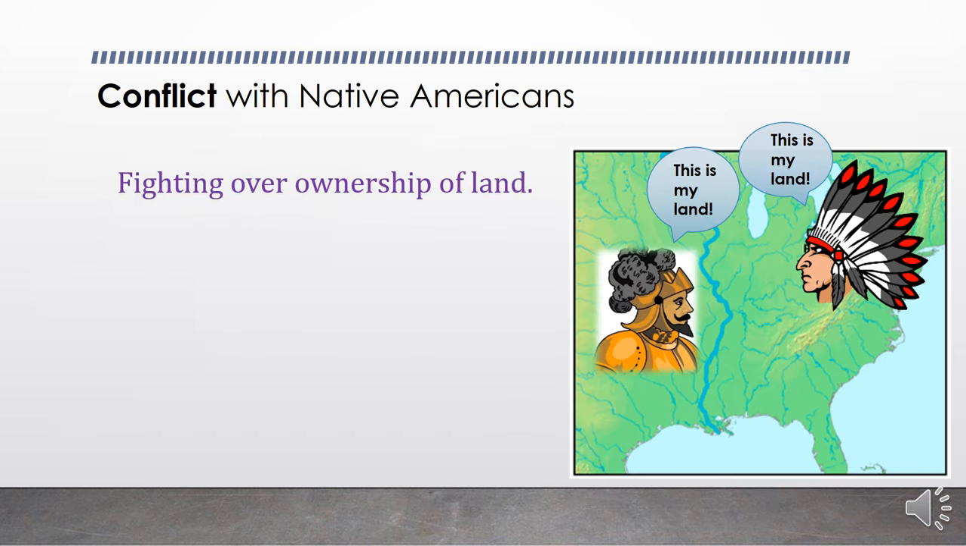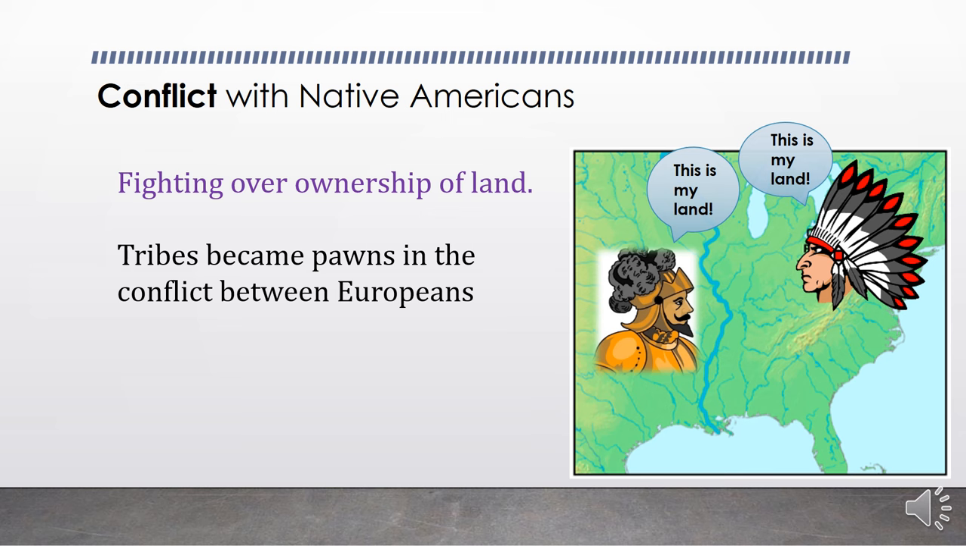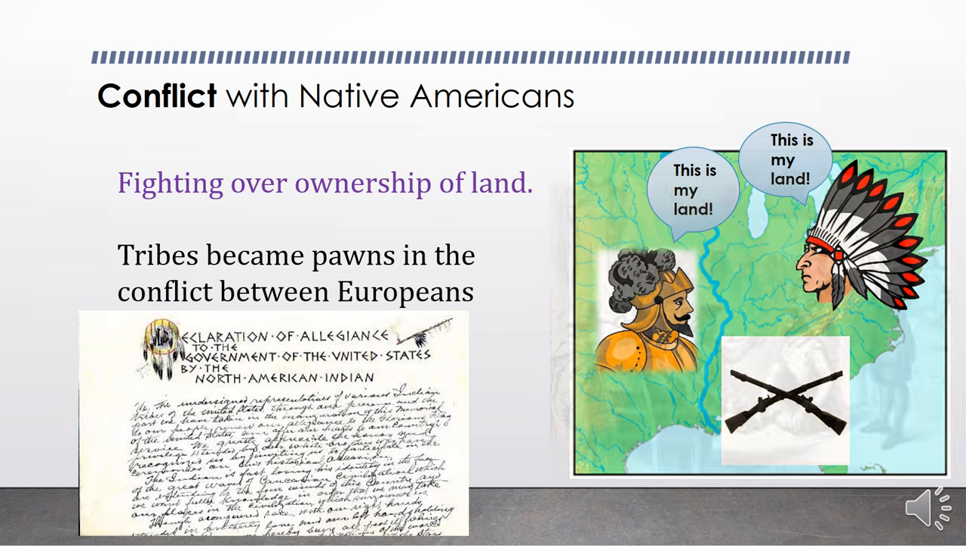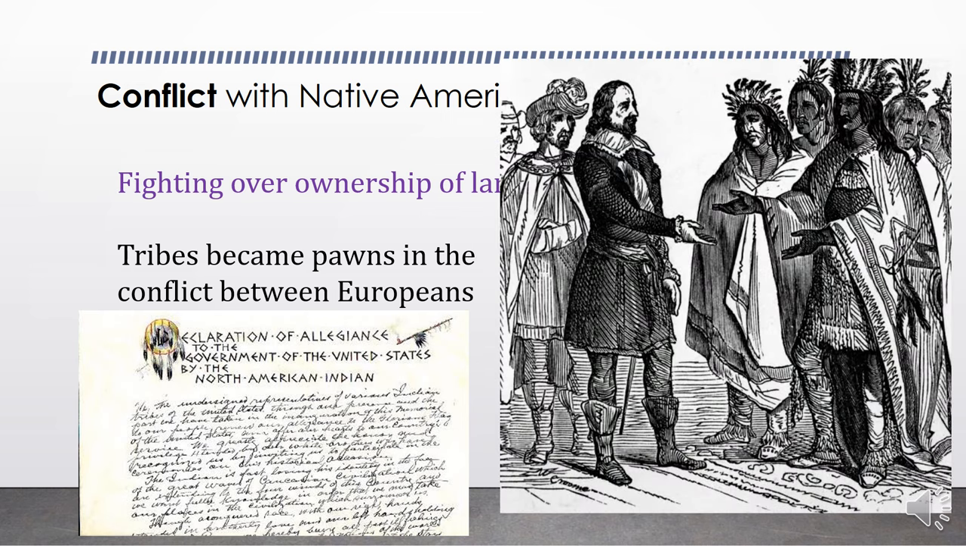So you can see the major fight, the fight between the Native Americans and the Europeans was over land ownership. Tribes became pawns in the conflict between Europeans. And a pawn is the weakest piece in a chess game.